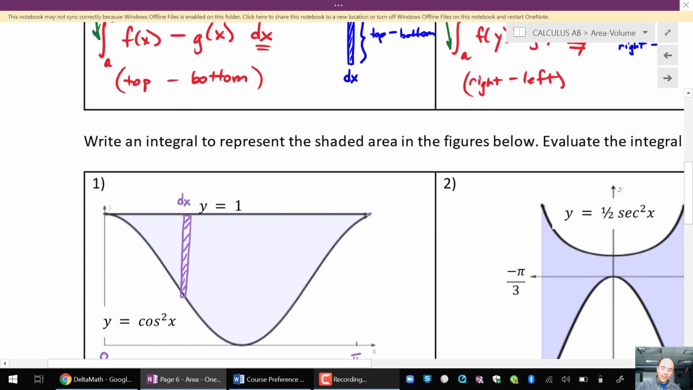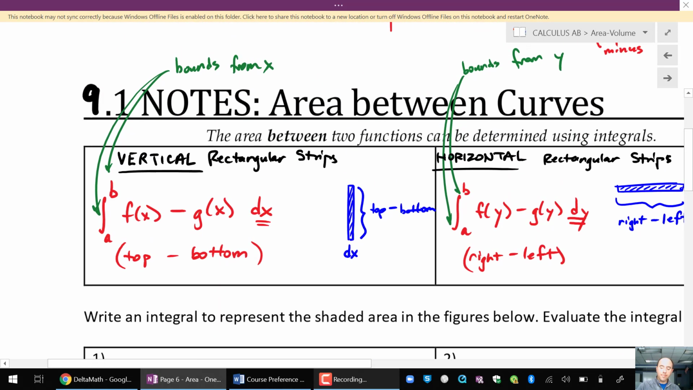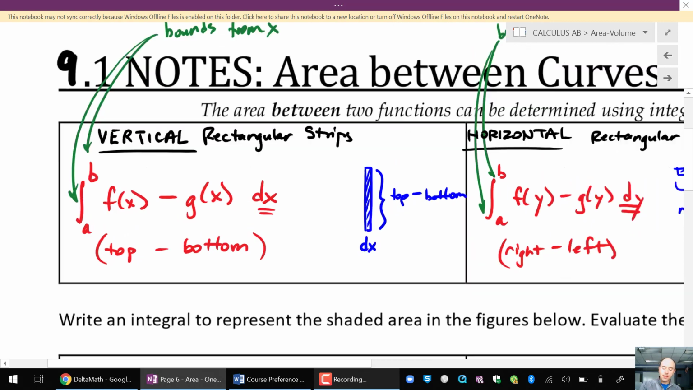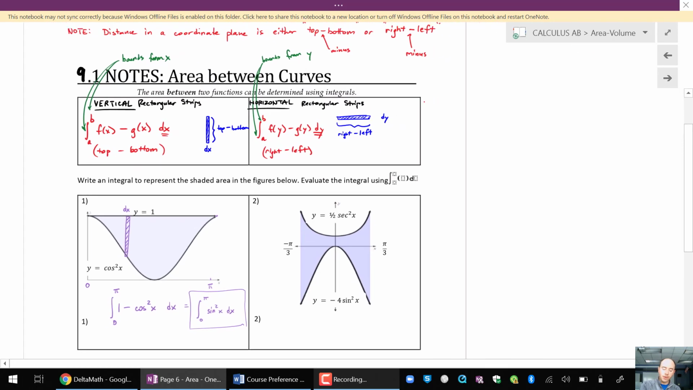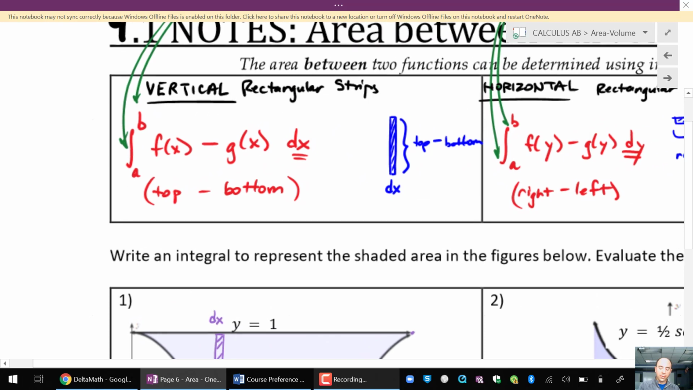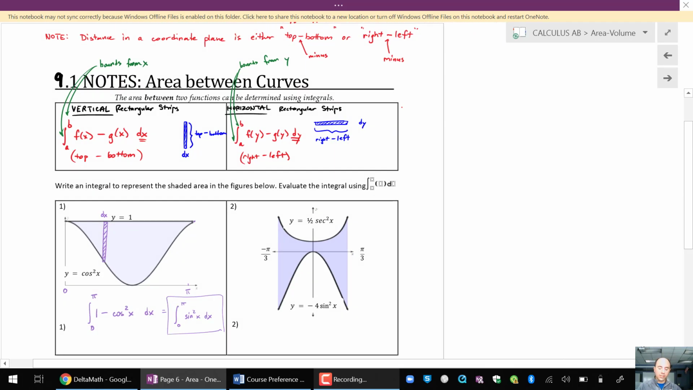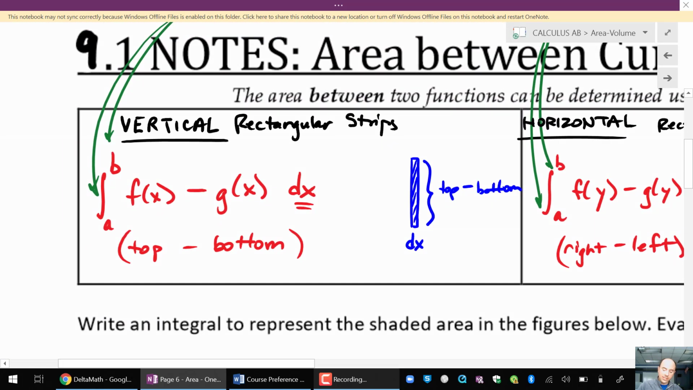Now, up here are the formulas. Let's write them down. There's actually two different ways to find area between two function curves, and I'm going to start with the way that I just showed you, and that's when we have vertical rectangular strips. Try to zoom in here so it sticks. So this is pretty important.